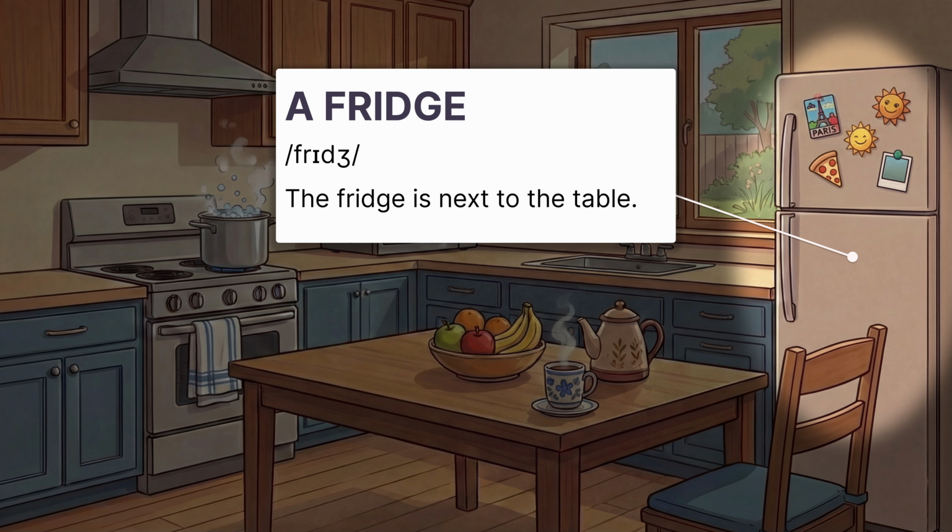A fridge. The fridge is next to the table.